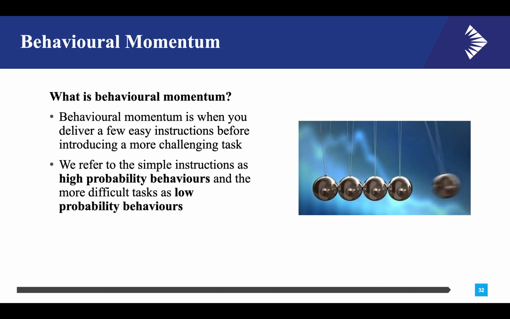Okay, so next we're going to talk about behavioral momentum. Behavioral momentum is when you deliver a few easy instructions before introducing a more challenging task. So it's just sort of a flowing sequence of instructions. We refer to the simple instructions as high probability behaviors. These are behaviors that the individual is really likely to engage in, or behaviors that they often engage in. And then the more difficult tasks are referred to as low probability behaviors. These are tasks or behaviors that the individual is less likely to engage in.